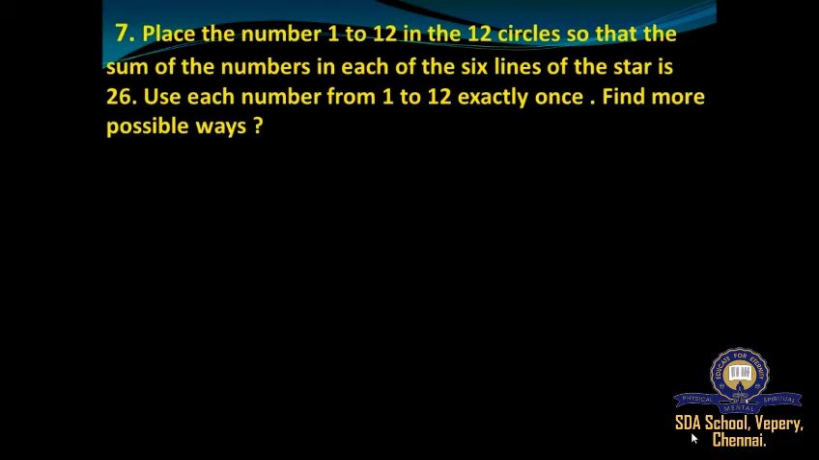And you are supposed to use numbers from 1 to 12 exactly once. That is, you are supposed to list down the numbers from 1 to 12 only once. Now you are supposed to find out more possible ways. There are many possible ways and I'm going to just explain using one.